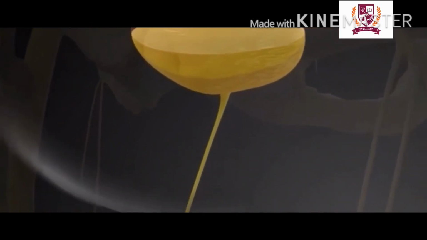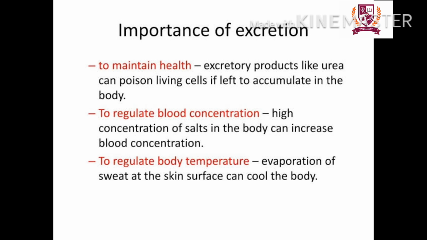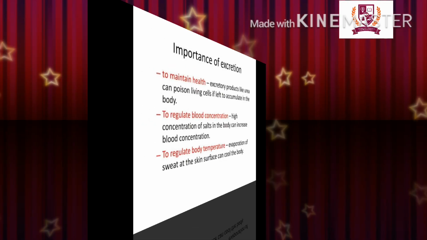Now, coming to the importance of excretion. The excretory system helps to maintain health by eliminating urea from the body. It helps to regulate blood concentration by maintaining salt balance, and it also regulates the body temperature by cooling the body. So in this session, we have learned the excretory system, its importance, and the process of urine formation in human beings. That is it for today's session.